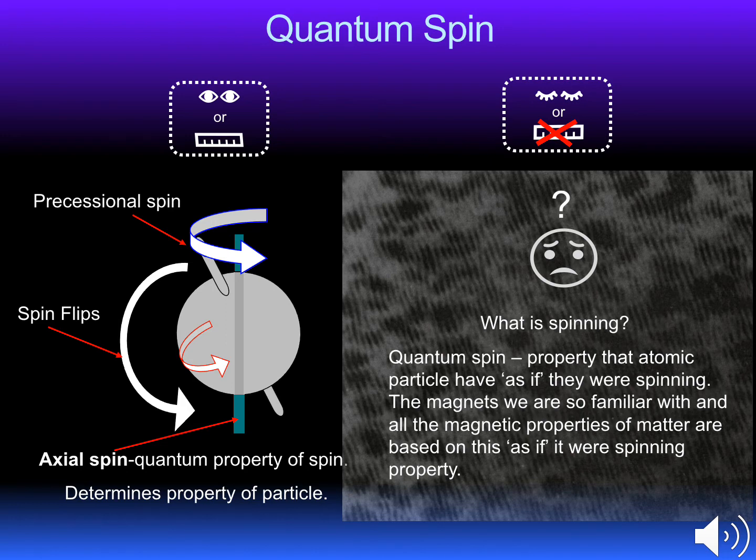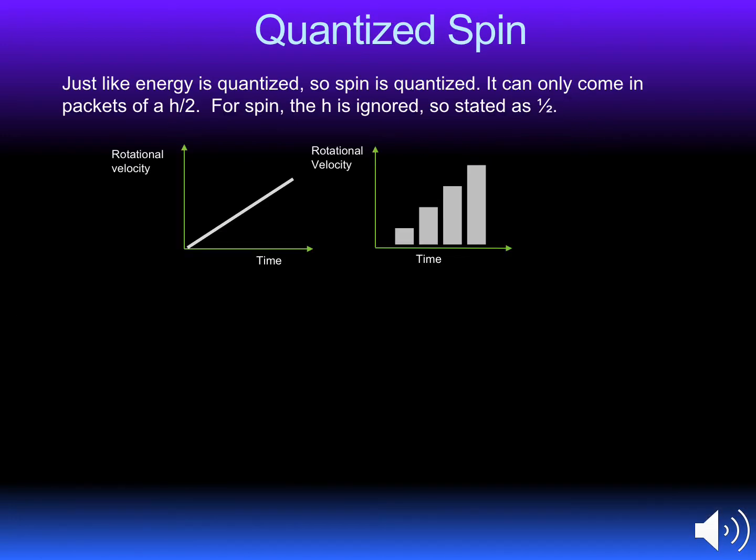So that's kind of a puzzle. So quantized spin. Just like energy is quantized, so spin is quantized. It can only come in packets of h over 2, and remember h is Planck's constant. Typically in quantum theory, for spin the h is ignored and it's just stated as a half.